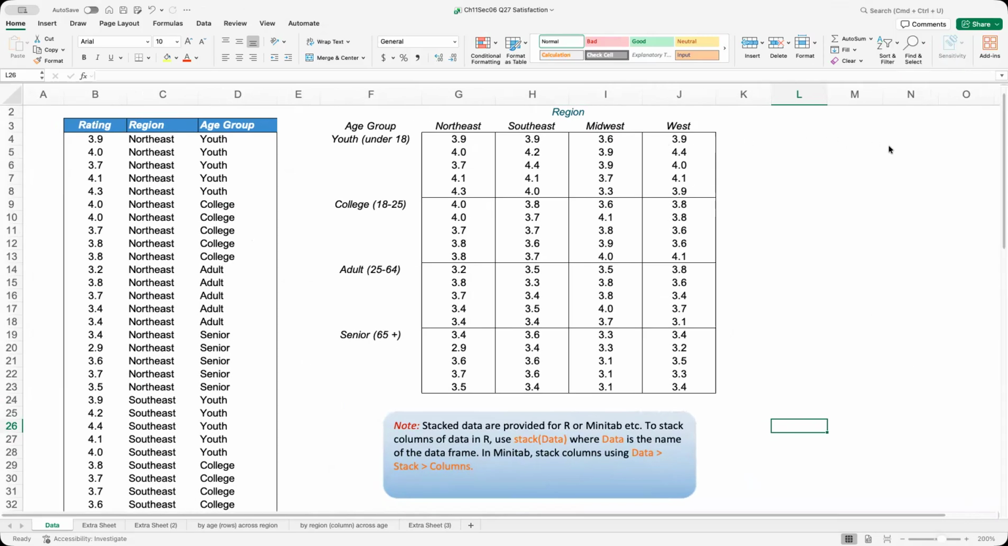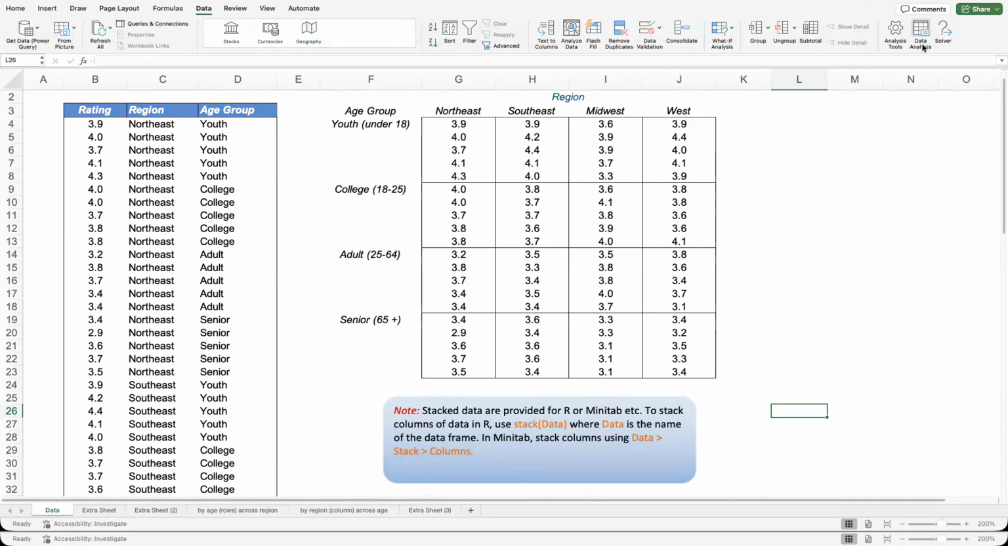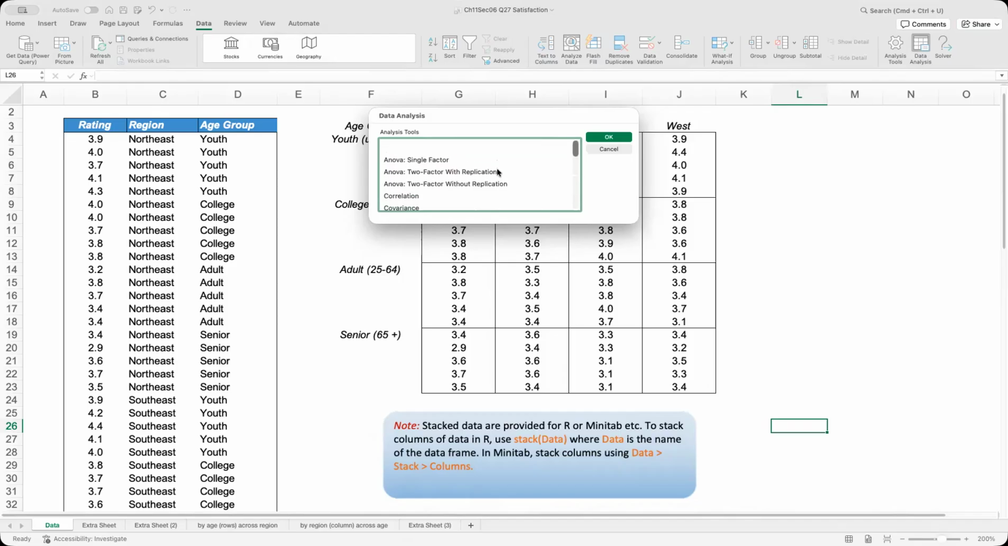There's our exact same data, then our in-class example list. The process is exactly the same. I'm going to highlight this data and run through our data analysis a 2-factor ANOVA. Data, this data, data analysis, and it says 2-factor with replication.